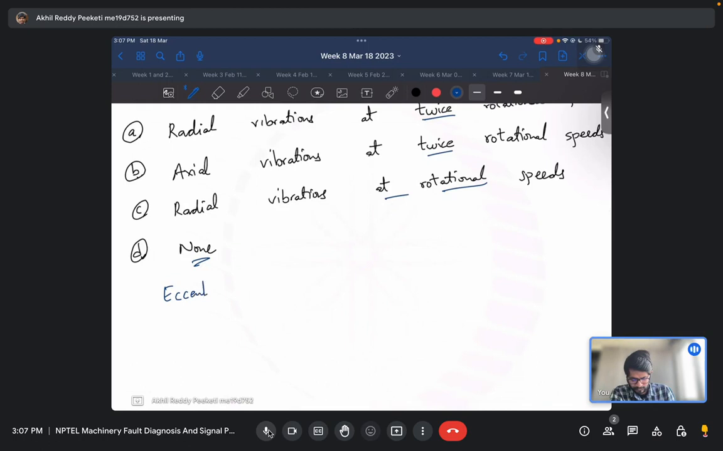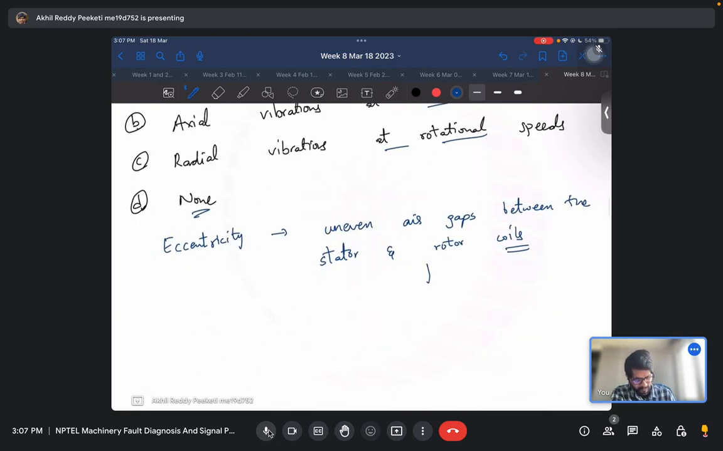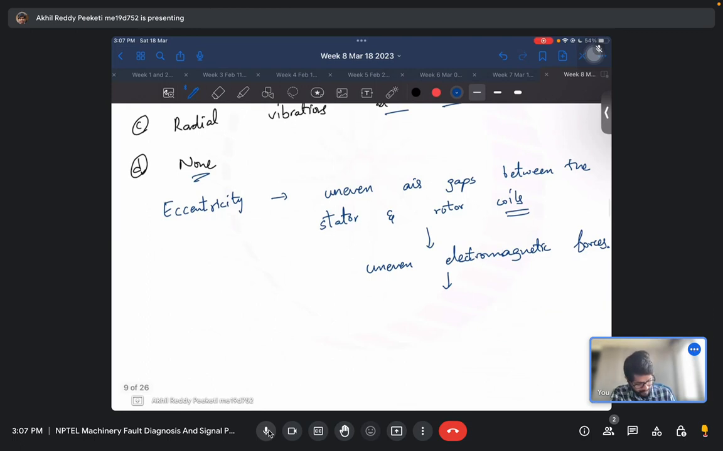Eccentricity in rotors actually causes uneven air gaps between the stator and rotor coils. This leads to uneven electromagnetic forces, leading to radial forces or radial vibrations, and that too at twice the rotational speed.